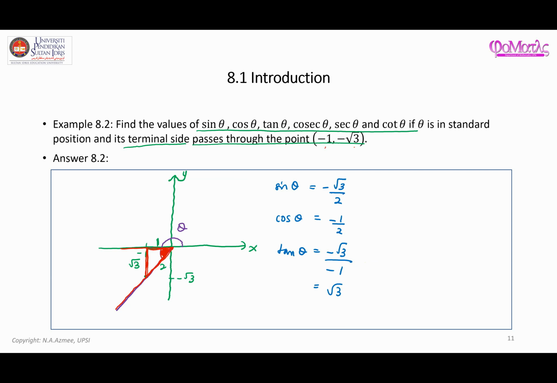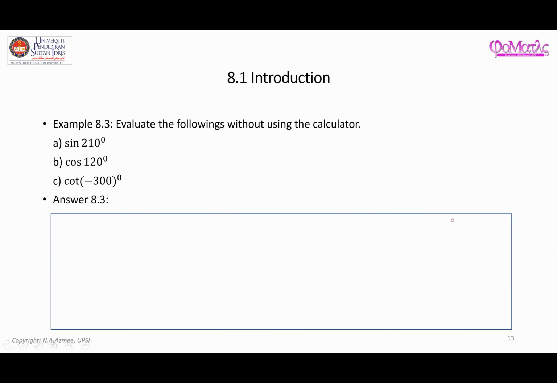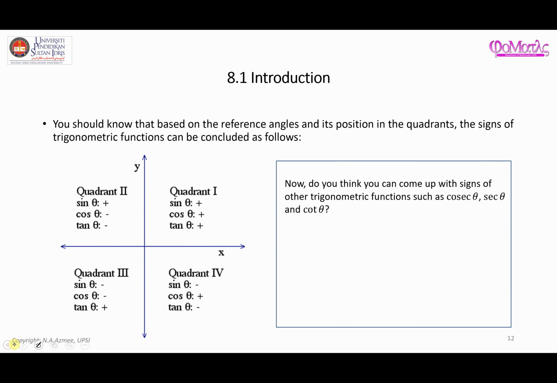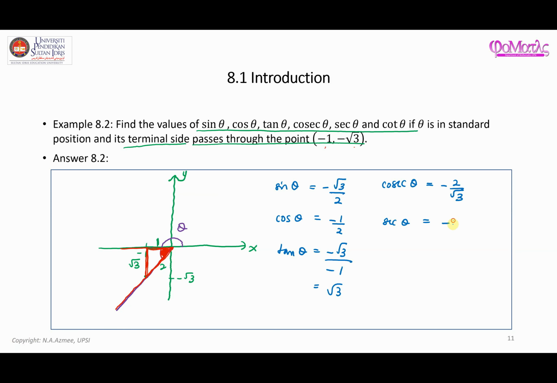Next, we can continue and get the answer for cosecant of theta. Cosecant of theta is negative 2 over root 3, the reciprocal of sine theta. Next, we will have secant of theta, which is negative 2, and finally cotangent of theta is 1 over root 3.